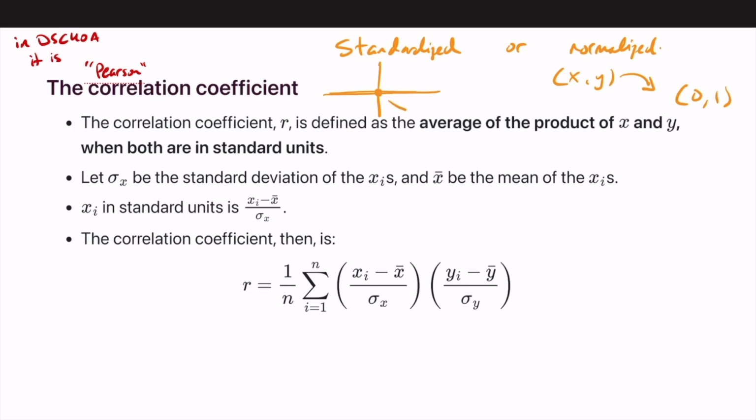So we set the mean to 0 and then the standard deviation to 1. So this would be like 1 sigma, 2 sigma, and so on and so forth. So this is standardization, not normalization. And the reason why we do this is because it makes things very nice for us when we're trying to calculate the correlation.